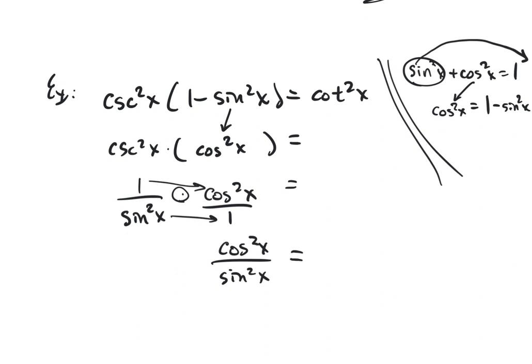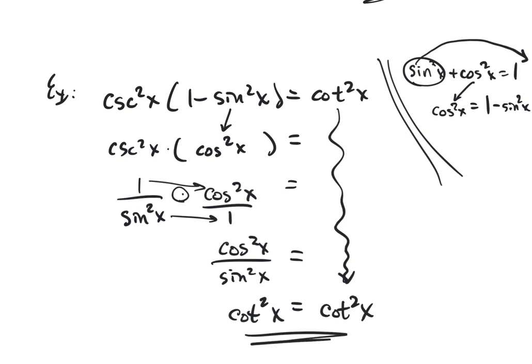And then finally, do you know what cosine squared over sine squared is equal to? Well, don't worry about the powers for 1 second. Do you know what cosine over sine is equal to? Well, if you look in your quotient identities, cosine over sine is equal to cotangent. And therefore, cosine squared over sine squared is equal to cotangent squared. And you can see now that we've transformed one side until it looks exactly the same as the other side. Again, therefore, we have verified the identity.